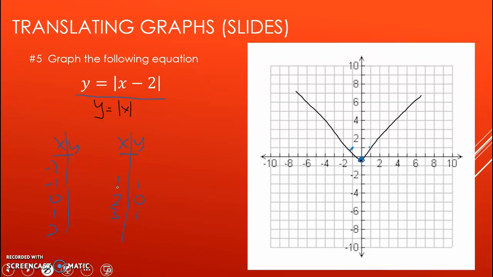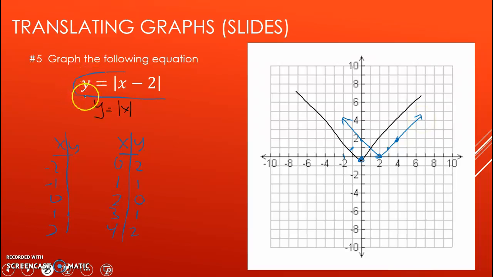Well, if I continue this, I plugged in 2, 1. If I plug in 0, here's 2, 3. If I plug in 4, well, I'm going to get 2 here and 2 here. And essentially what has happened is this. I now have my vertex at the point 2, 0, which is here. I have a point at 1, 1 and 3, 1. And I have a point at 4, 2 and 0, 2. And my new V, my new graph, is shifted 2 units to the right.